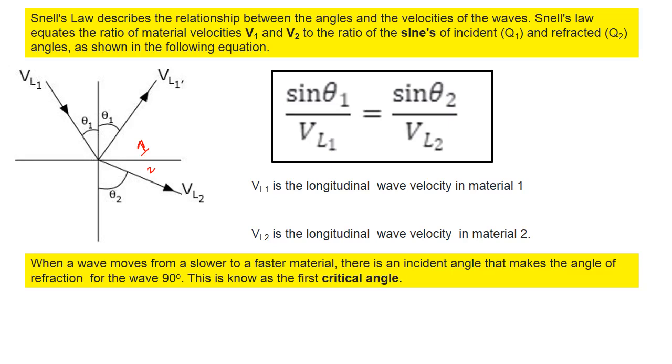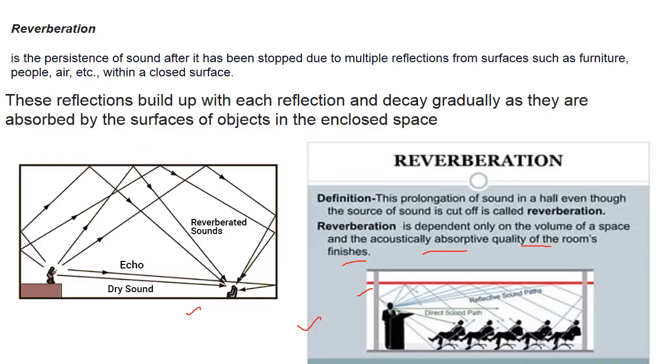Reverberation is the persistence of sound after it has been stopped due to multiple reflections from surfaces such as furniture, people, air, etc. These reflections build up with each reflection and decay gradually as they are absorbed by the surfaces of objects in the enclosed space. Reverberation definition: this prolongation of sound in a hall even though the source of sound is cut off is called reverberation. Reverberation is dependent only on the volume of space and the acoustically absorbing quality of the room's finishes.